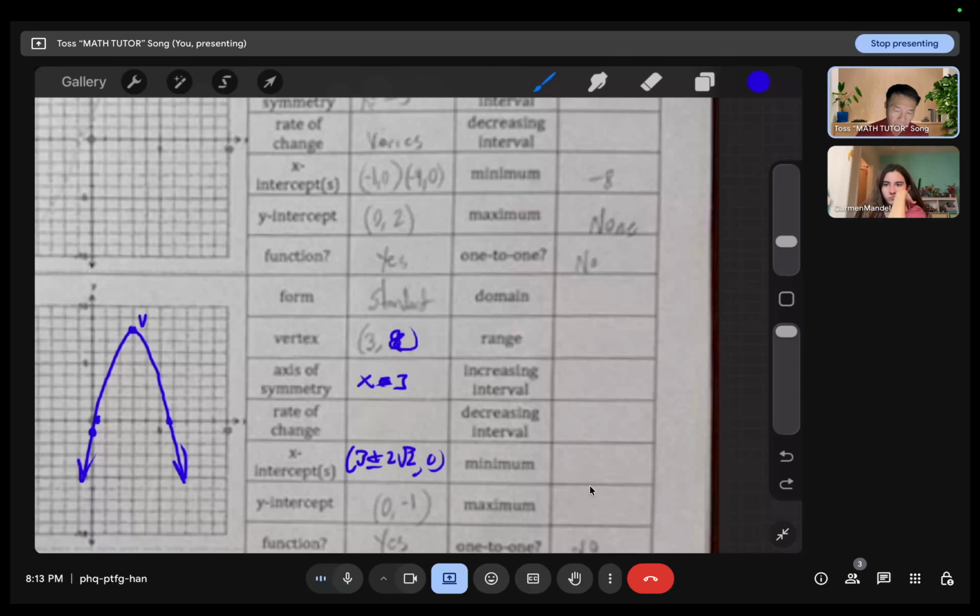Domain. Any parabola, it's all real. Can I write it this way, or do you want negative infinity, positive infinity? Perfect. Okay, good. That's fine.